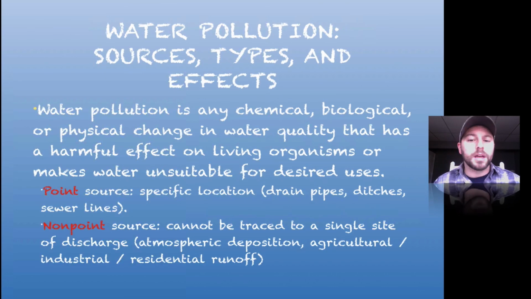There are a couple of different types of water pollution. We have point and non-point sources. Now remember, water pollution is basically any chemical, biological, or physical change in the water quality that has a harmful effect on us and other living organisms. With point sources of pollution, we can identify the actual place where that pollution is being generated, such as drain pipes or sewer lines. Non-point is somewhere where we can't trace the pollution back to a single source, but maybe due to a number of different areas contributing to that pollution, such as we see in agricultural runoff, residential runoff, or even in industrial cases sometimes.